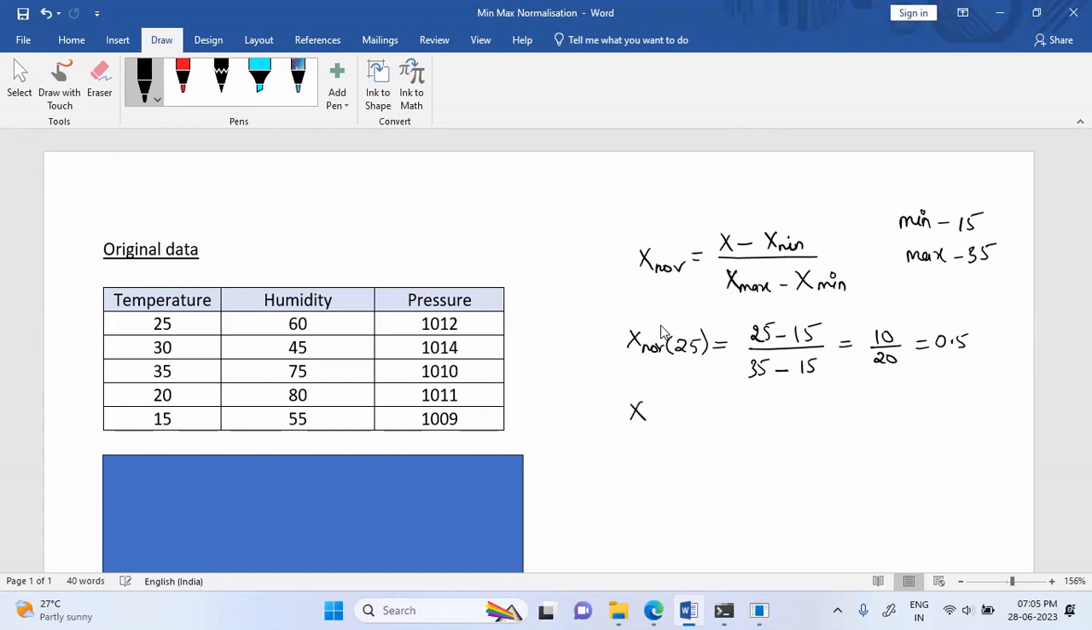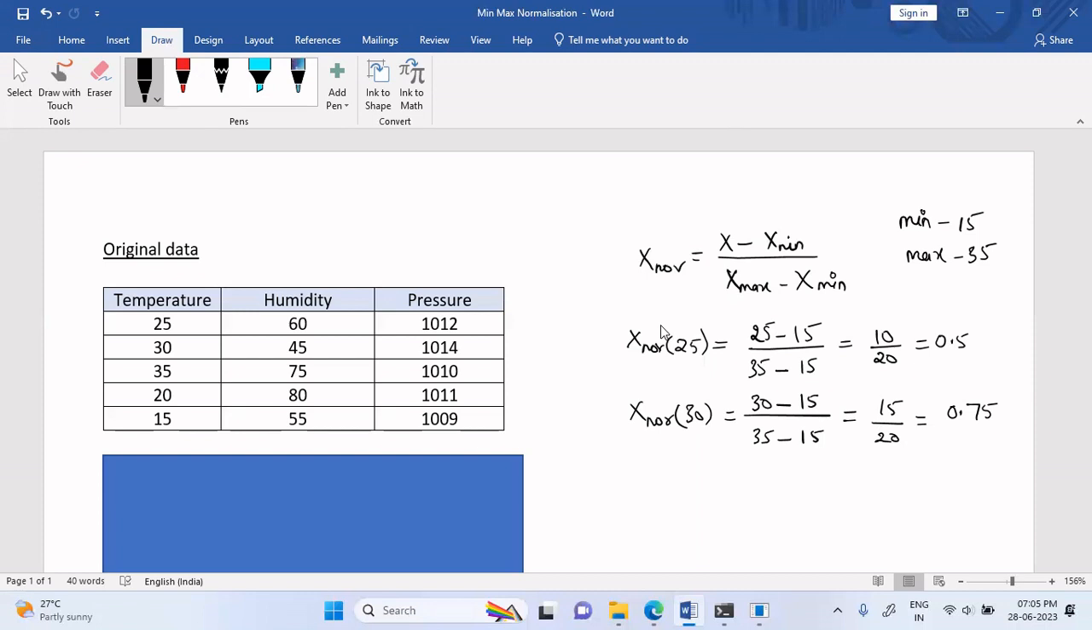Coming to 30, x normalized for 30 is equal to 30 minus x minimum 15, divided by x maximum 35 minus x minimum 15, which is 30 minus 15, 15 divided by 20, which gives 0.75. So 0.75 is the normalized value of that particular observation 30 in the temperature column. Like this, we can apply the formula for humidity also and pressure also.